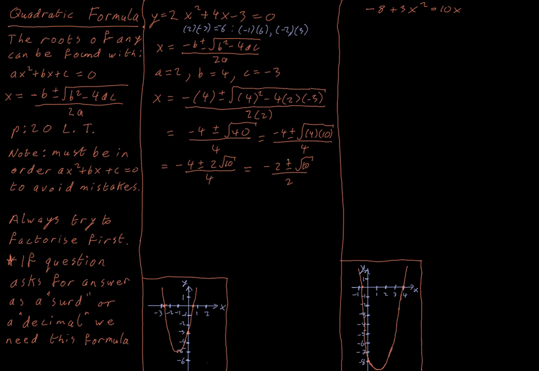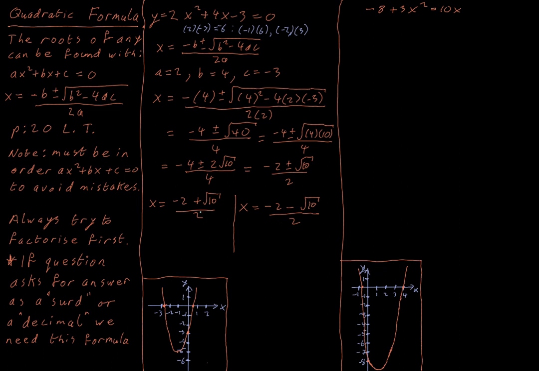Now, at this point, we have our plus or minus business, and what we're going to do is say, well, I'm not interested in just plus or minus. I want to actually have a number answer. So x could be equal to minus 2 plus root 10, all divided by 2, or x could be equal to minus 2 minus root 10 all over 2.